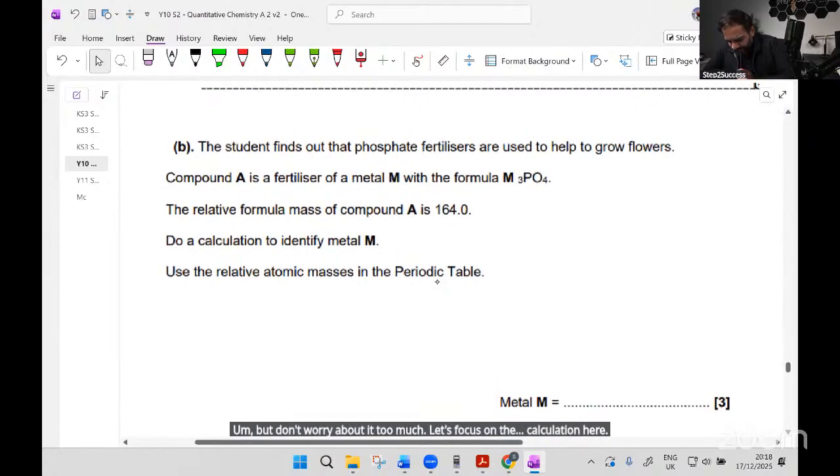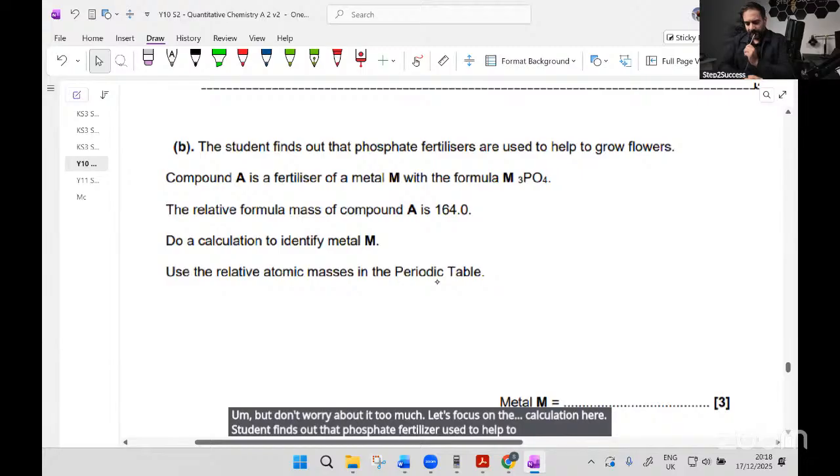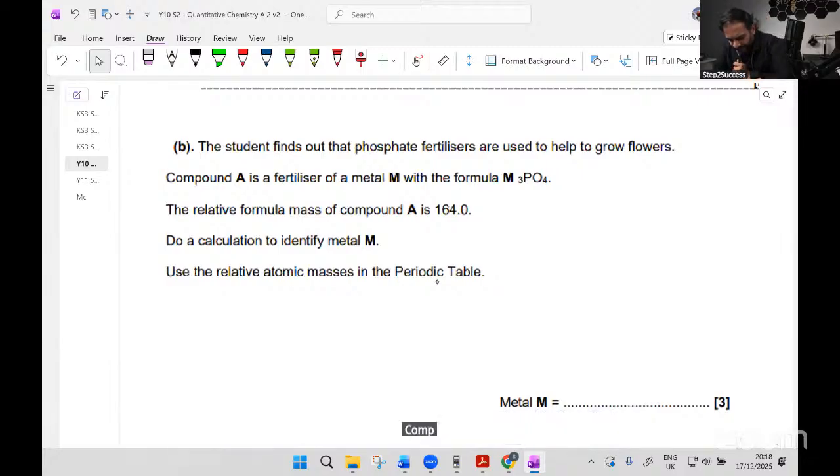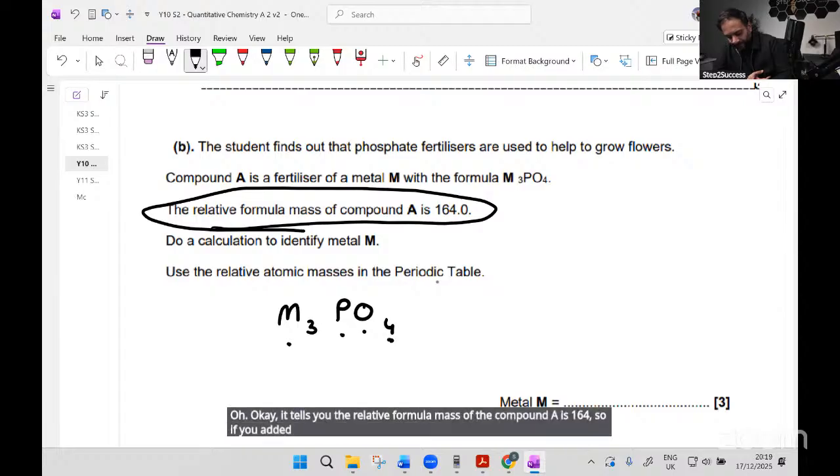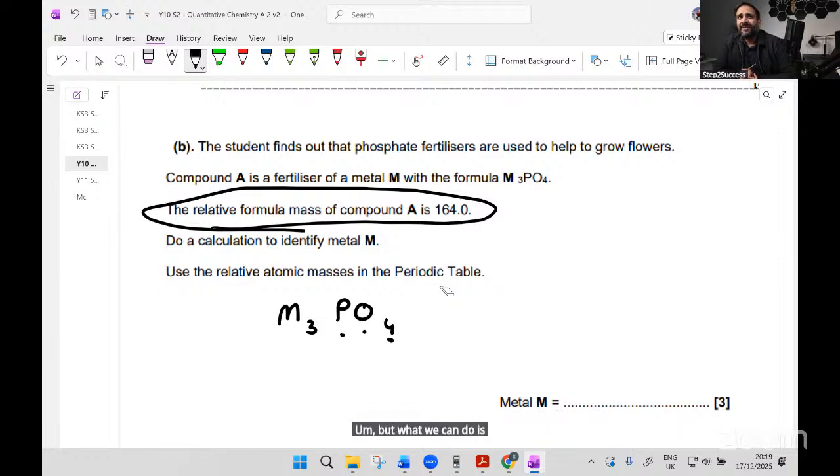A student finds out that phosphate fertilizer is used to help grow flowers. Compound A is a fertilizer of M with a formula M3PO4. It tells you the relative formula mass of compound A is 164. So if you added up all of these things, remember M is not the actual symbol for this. But what we can do is work out the relative atomic mass of whatever M is.